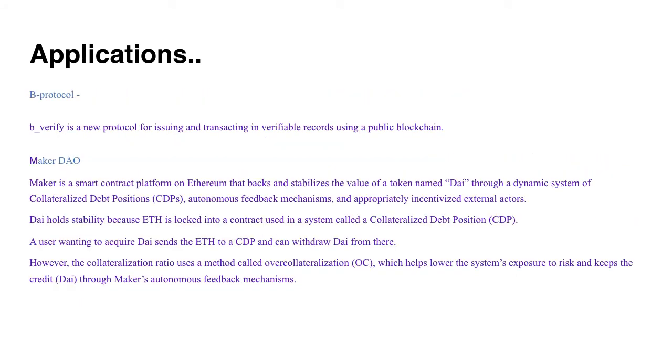So another application is that of a B protocol. B verify is a protocol for issuing and transacting in verifiable records using a public blockchain. For example, if you want to get somebody's birth record, or their credit report, or their house ownership record, or the record of a car's ownership, then you basically use a B-Verify protocol to get it, because it's all stored on the blockchain in exchange for a small fee.